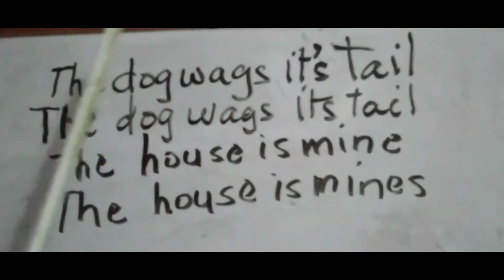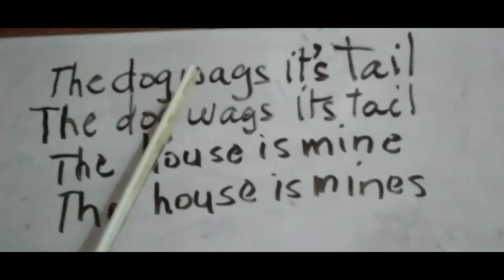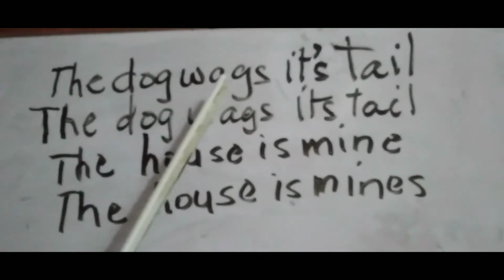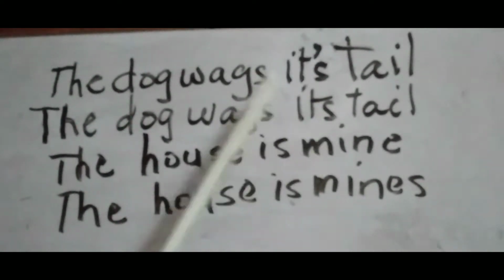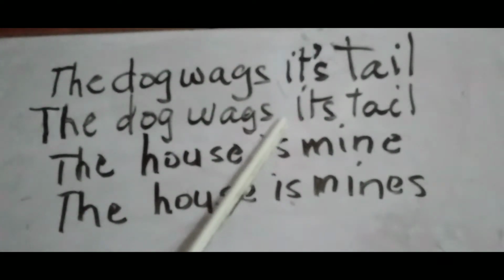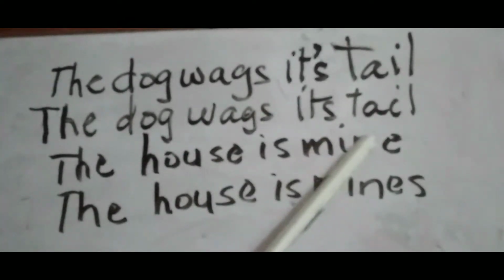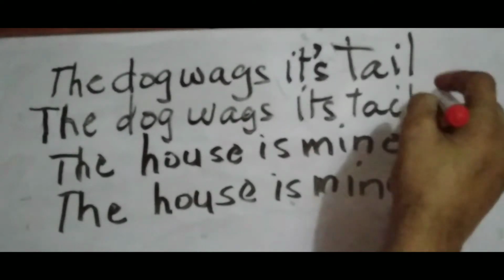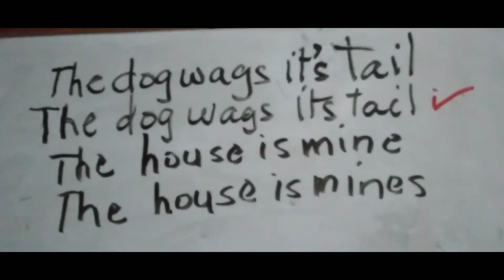Remember, possession means ownership. So a possessive pronoun is one that shows ownership. Right? So the tail belongs to the dog. So it would not be it with an apostrophe. So the correct thing would be the dog wags its tail without the apostrophe.